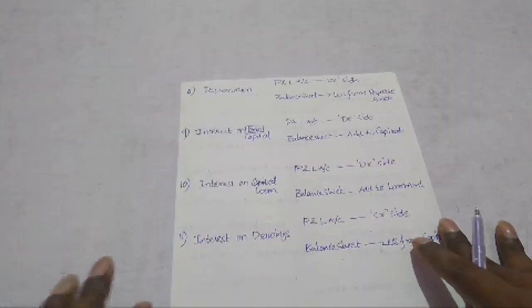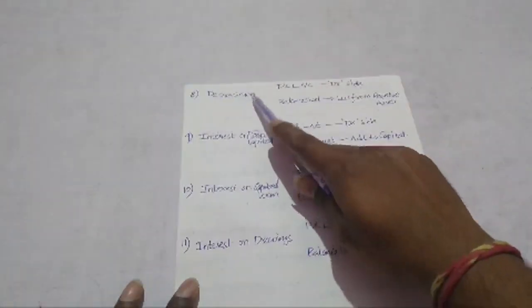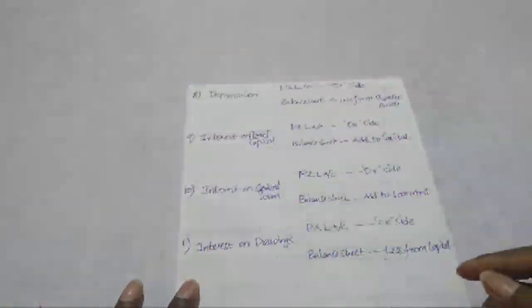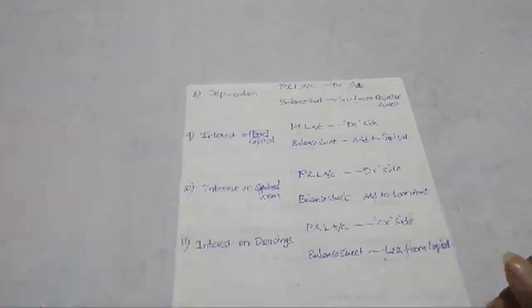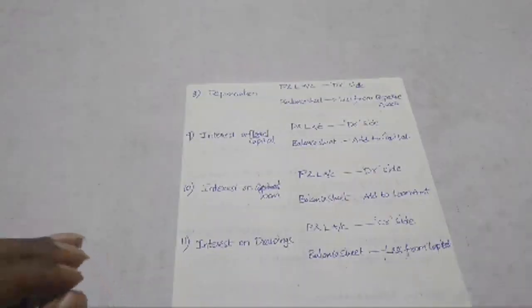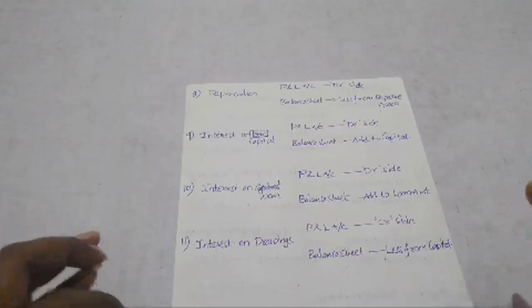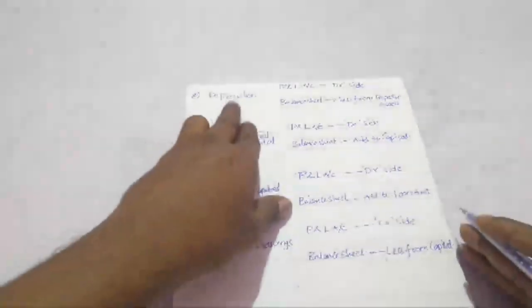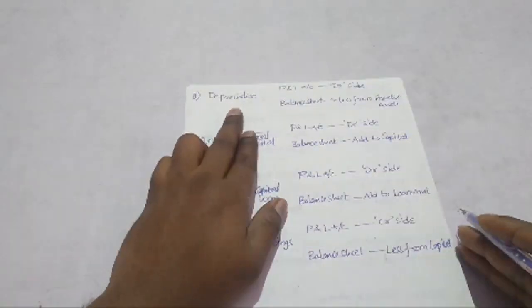Oh, okay, fine, Kaushik. Right, now depreciation. Depreciation is one of the most important adjustments again. In the name itself, it is suggesting that there is a decrease in the value of a fixed asset. Whenever there is a decrease in the value of an asset, that will be called depreciation.